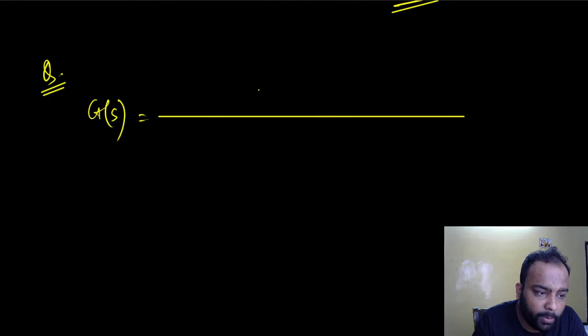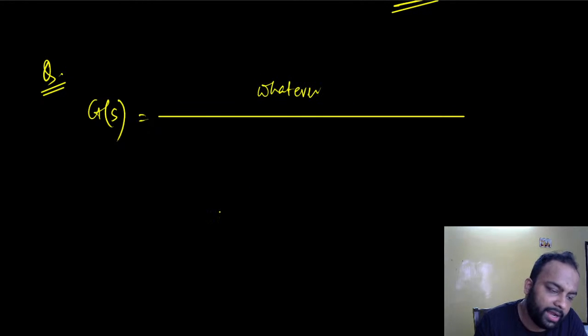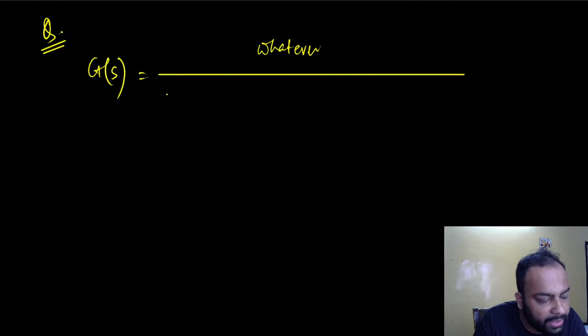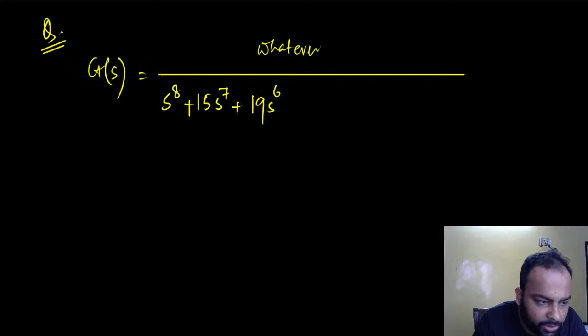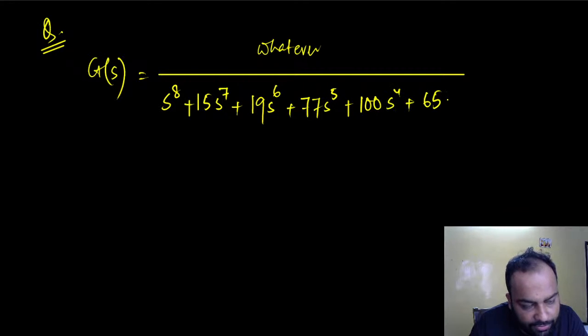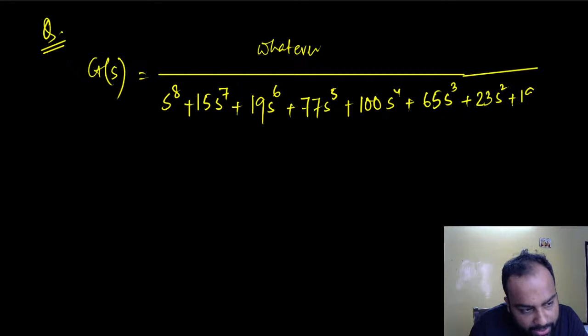So for example, I have a gigantic system like this. Whatever polynomial you write in the numerator, I do not care. In the denominator, say I have an 8th order system: s to the power 8 plus 15 s to the power 7 plus 19 s to the power 6 plus 77 s to the power 5 plus 100 s to the power 4 plus 65 s cube plus 23 s square plus 119 s plus 7. Something like this.